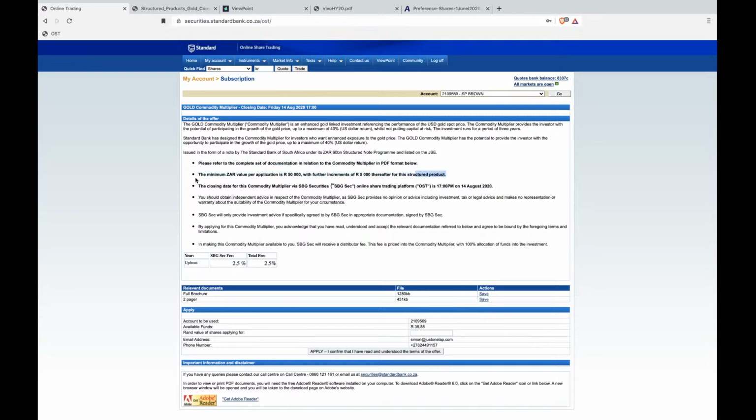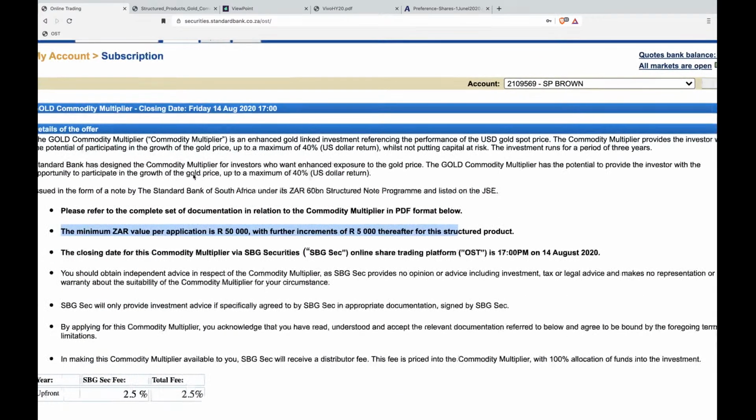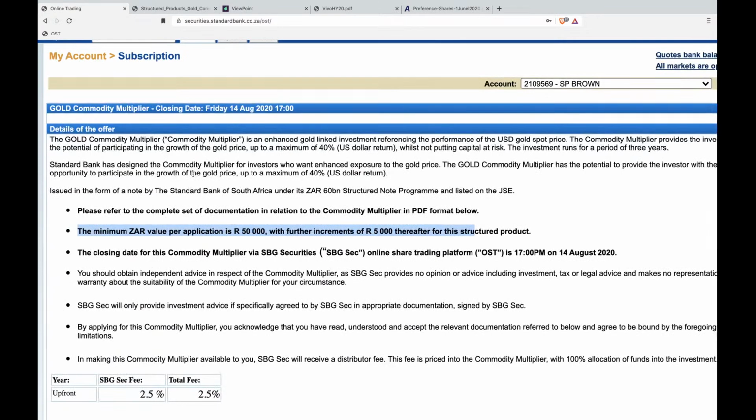That line there. So although the product is a 250,000 minimum, online share trading has secured it at a 50,000 minimum, and then increments of 5,000 thereafter. And that's typical, so both of those processes are not unexpected. Standard Bank will often negotiate a lower minimum, and then there will be set multiples as increments thereafter.